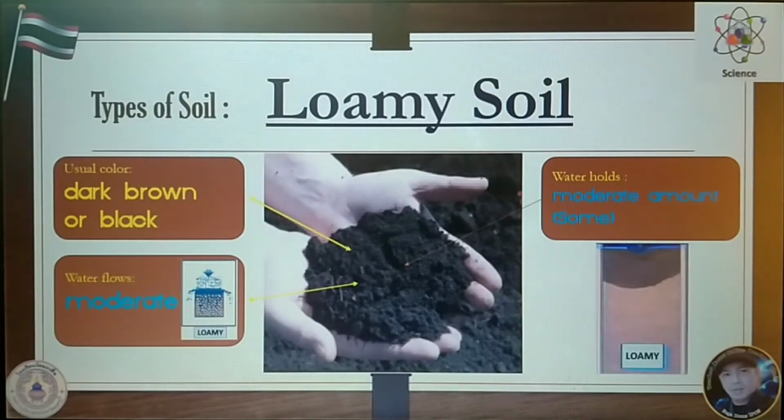Types of soil: loamy soil. Usual color: dark brown or black. Water flows: moderate. Water holds: moderate amount.